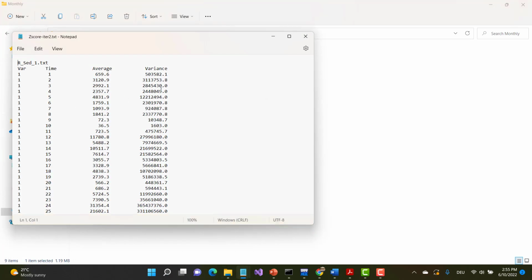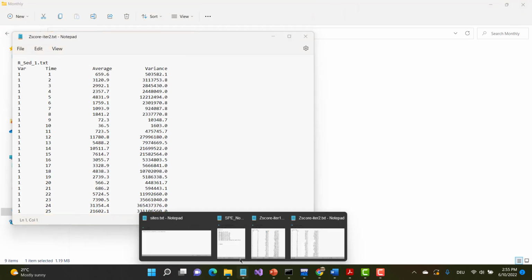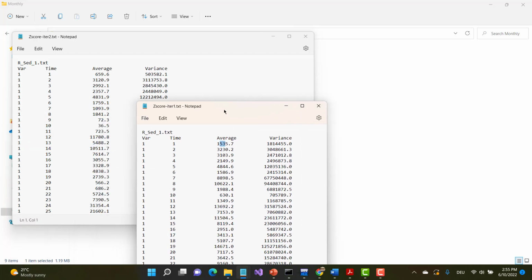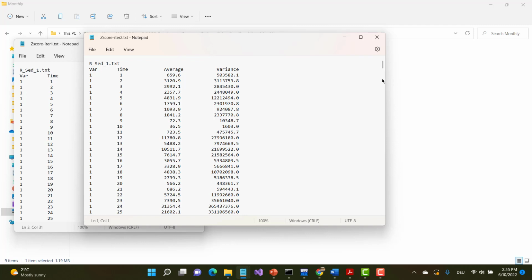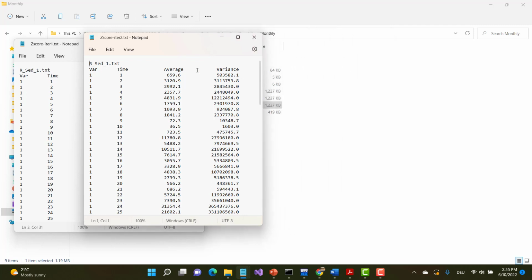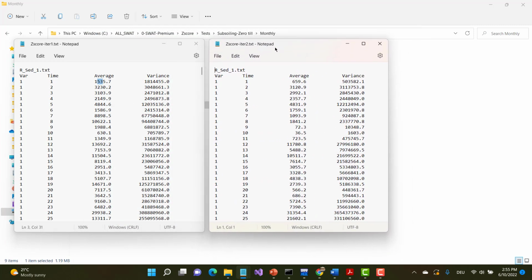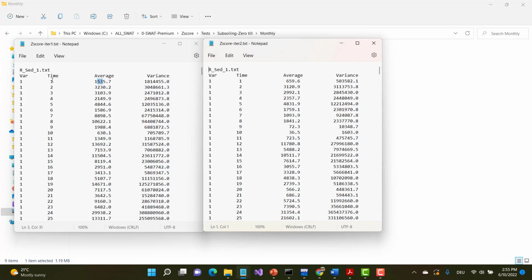This would be the case for zero till. So I can put them together next to each other so you can already see the difference that zero till would make. So this is again variable, this is again subbasin 1, variable 1, and time 1.